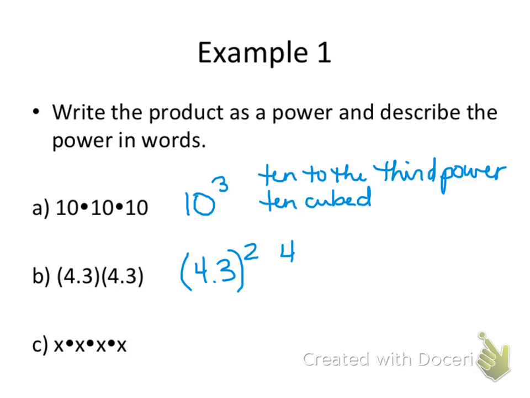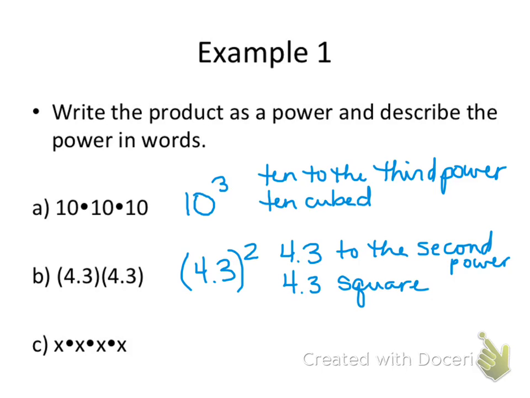So sometimes you can just write out the number. You don't have to list it out with words. So 4.3 to the second power, or again, this could be 4.3 squared. Those are the only 2 exponents with special names. Everything else will be the ordinal number and the word power.